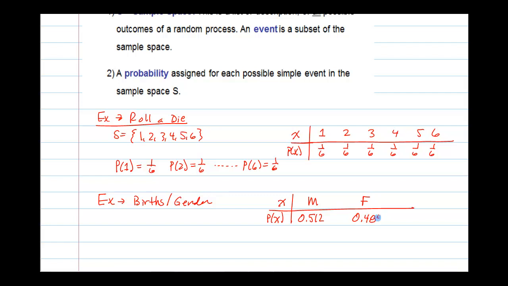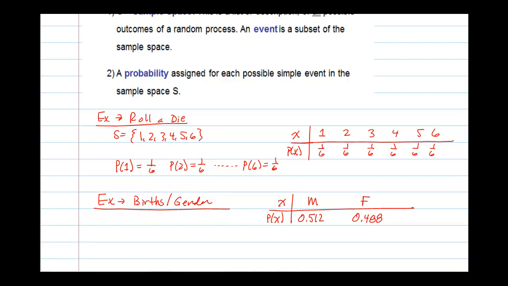0.488. Now, how did we intuitively know it would have to be 0.488? Well, if I only have 2 possible outcomes and the probability of a male is 0.512, that means the other outcome has to have the sum to 1, or 100% probability. So this is actually called the complement of an event that we'll talk about eventually. But this is, again, the probability model for the example that we just looked at with births and gender.